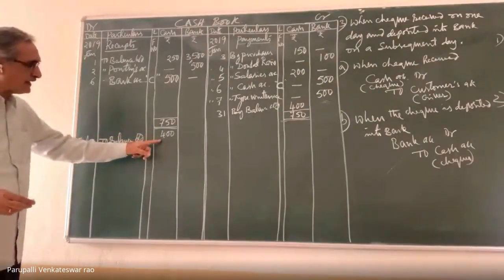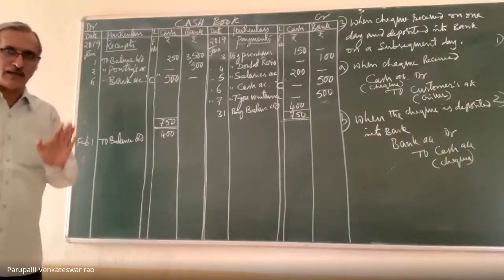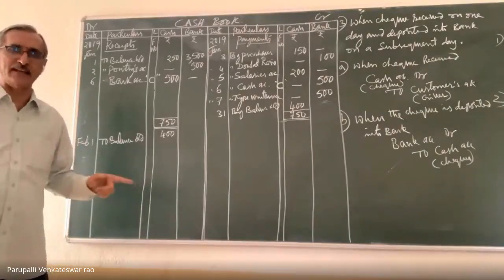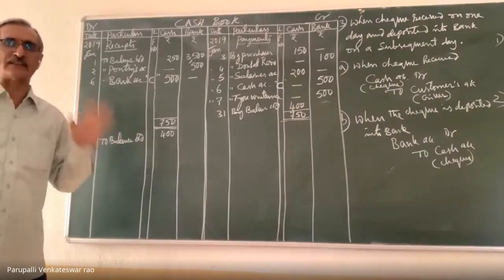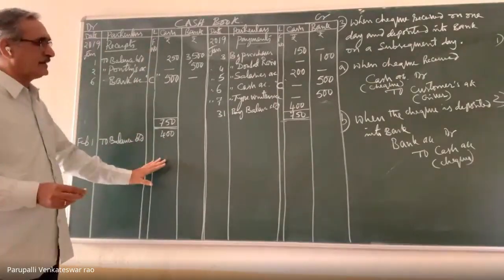Where do you get this 400? It is the closing balance of January. The closing balance of January becomes the opening balance for the next day, that is, February 1st. Now the cash account is completed. Then we go to the bank.